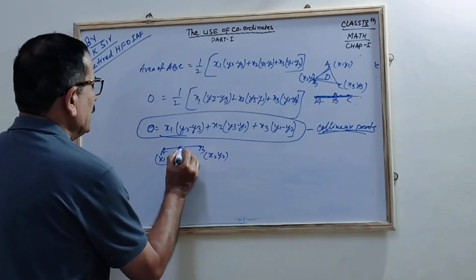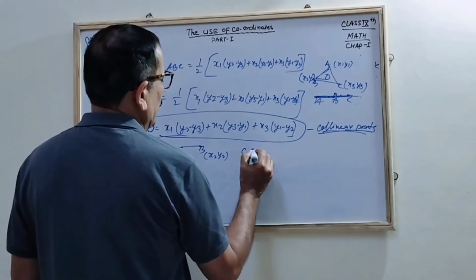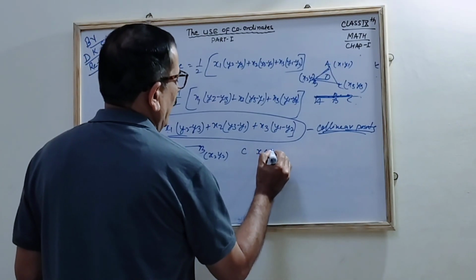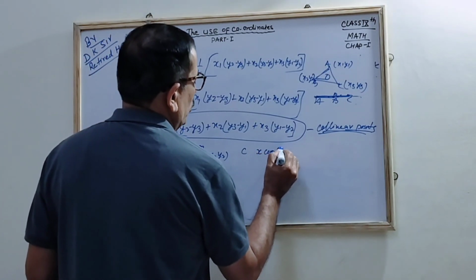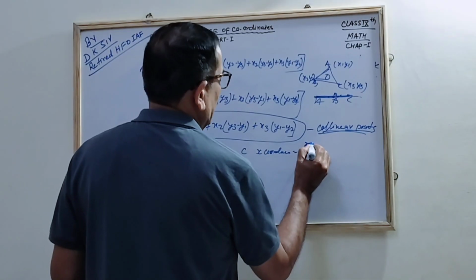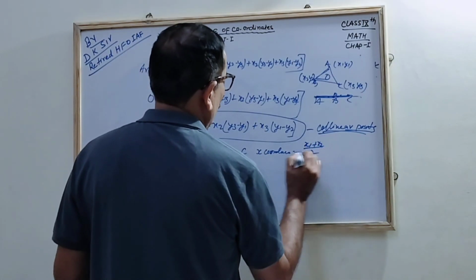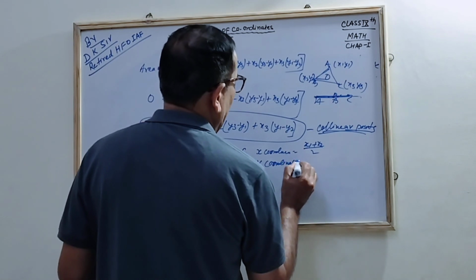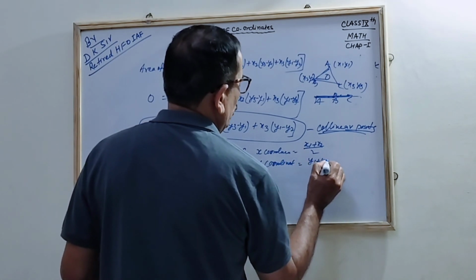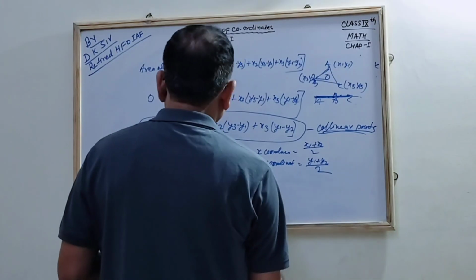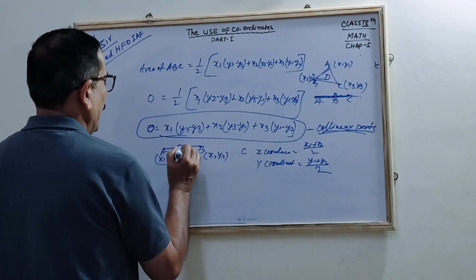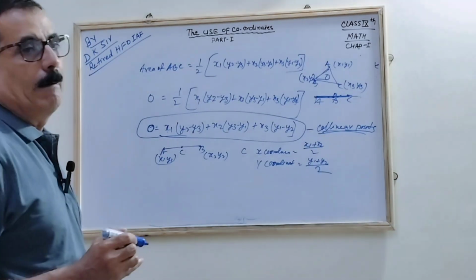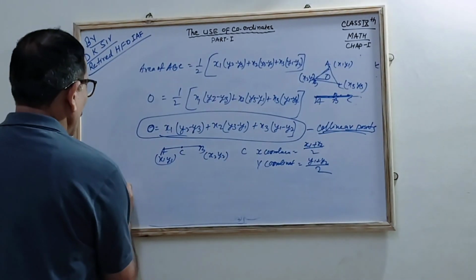The midpoint somebody is asking, C. The C coordinates will be, for the C, the x coordinate, just you add x1 plus x2 by 2. And the y coordinate will be y1 plus y2 by 2. This will happen only when it is in the center. But the division is not always center.